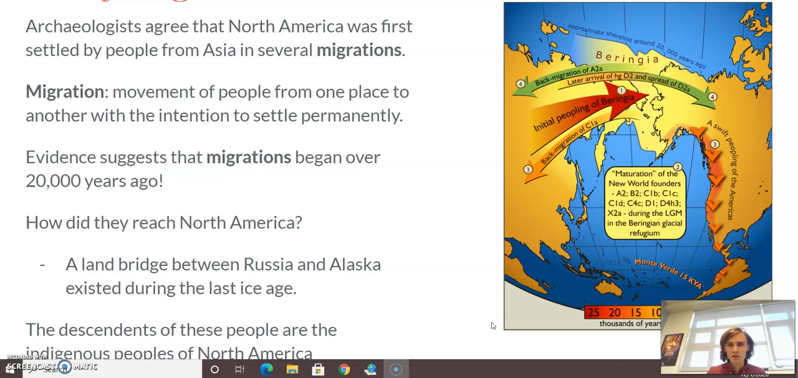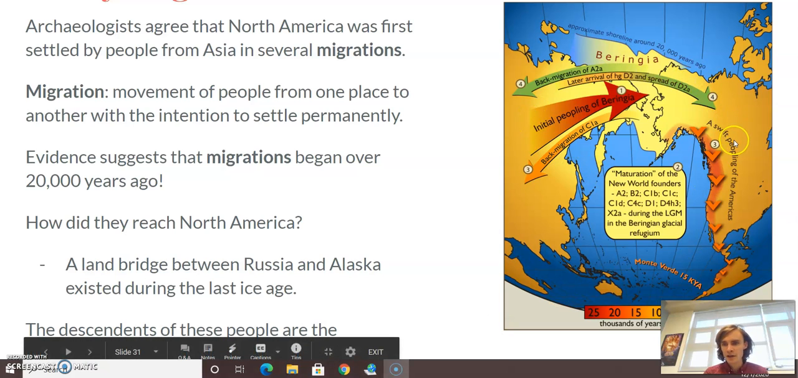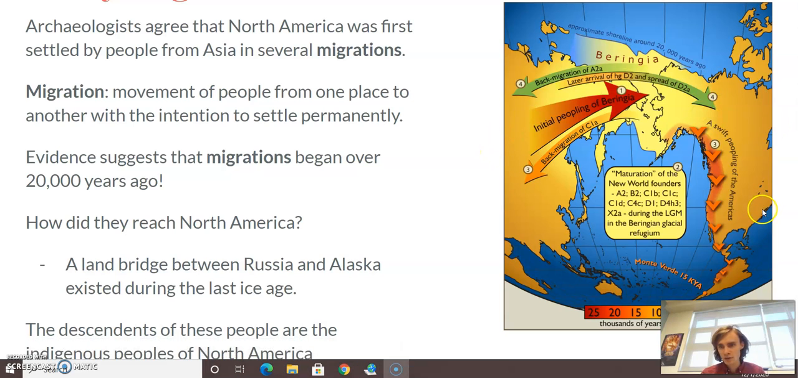The map at the right shows the different migration waves that happened, and you'll see that some of the arrows go from Asia to North America, so like from Russia back to North America, and some of them go back the other way. So some people chose to stay in North America, others chose to move back and forth. How did they get there? Because today there's an ocean in between Russia and Alaska.